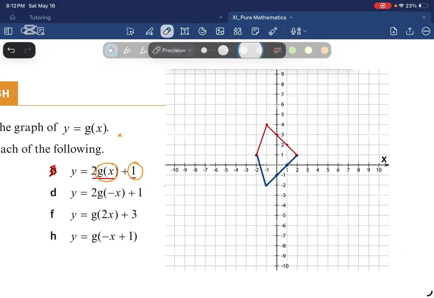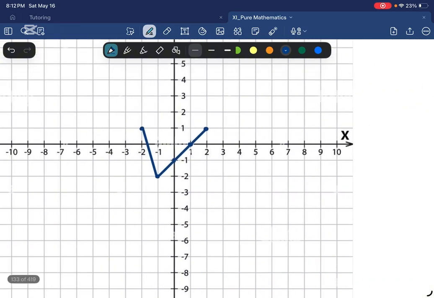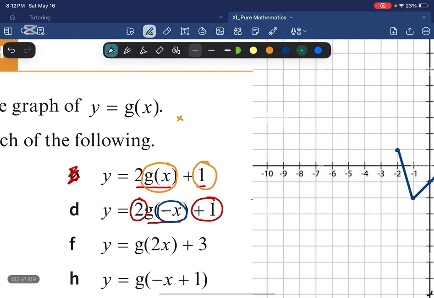For D, I have a horizontal reflection. So minus x means a reflection about the y-axis, right? And then I have a vertical stretch and I have a vertical shift. So we're going to start with the reflection about the y-axis first. So g of minus x, if I reflect, basically that means I keep my y coordinates the same. I switch the sign of my x coordinate, right? Minus x, that is what it means.